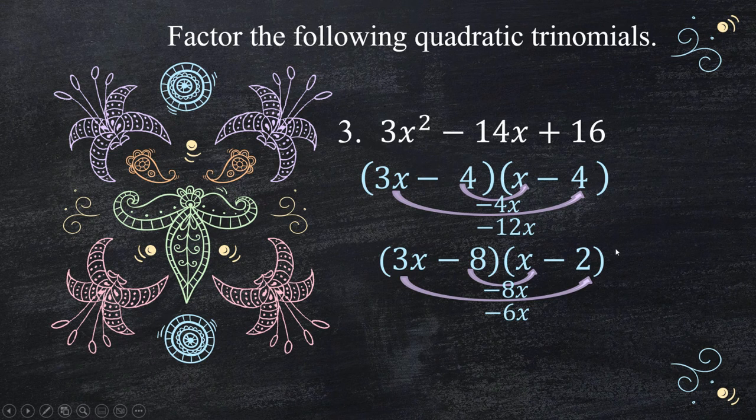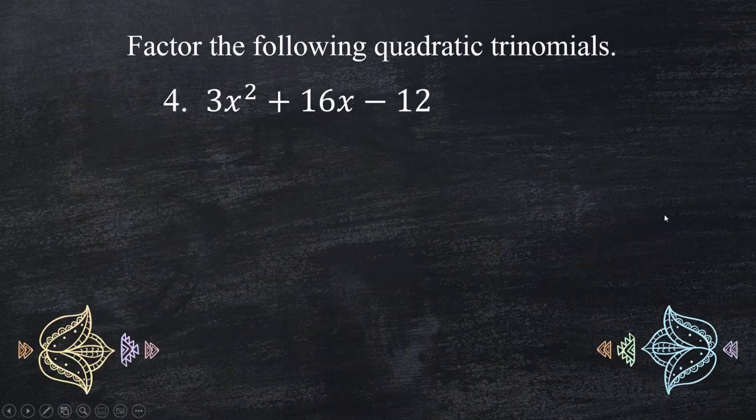It depends on how good you are at guessing and identifying what you need and where you need it, okay? So, number 4, I have 3x squared plus 16x minus 12. Now, this one gets interesting. My first term is going to be kind of the same routine that we've been doing. I need two numbers that multiply to 3, okay? 3 and 1.